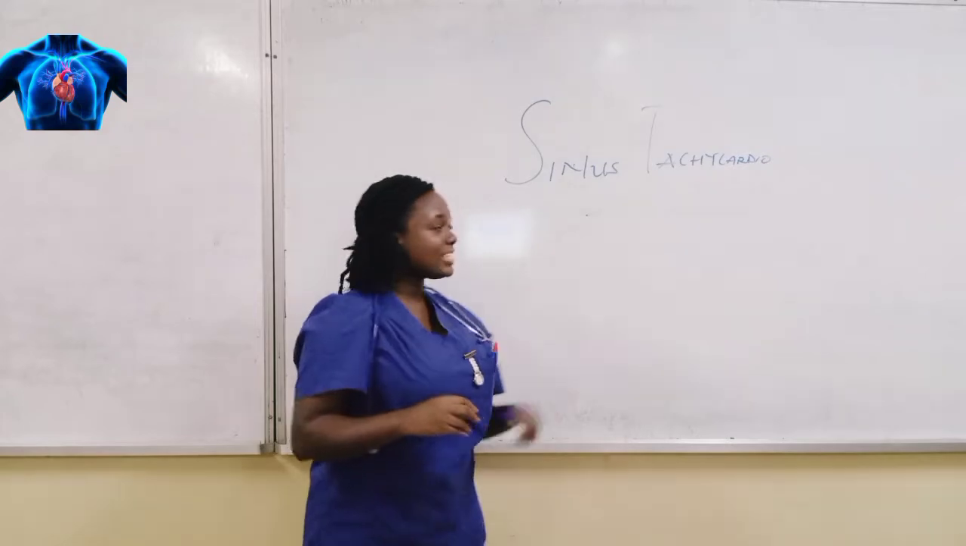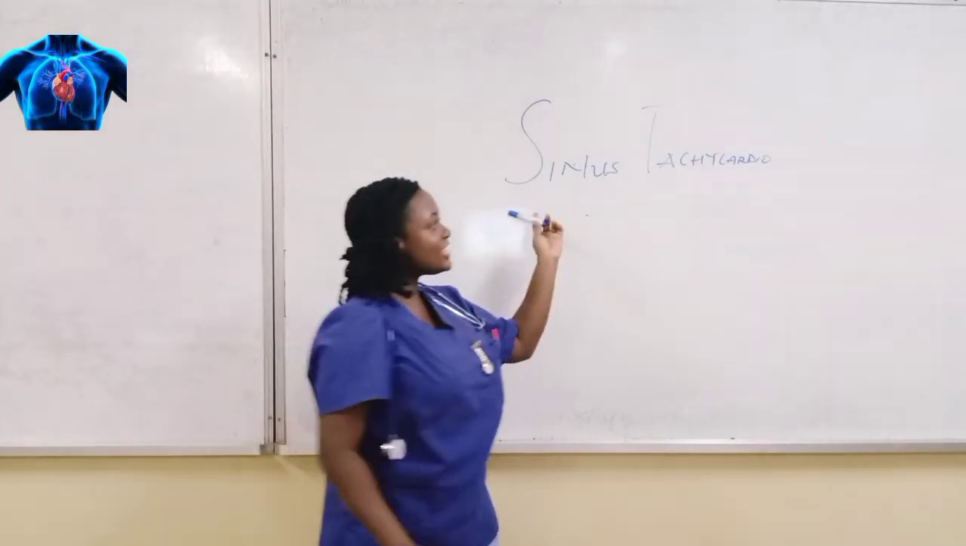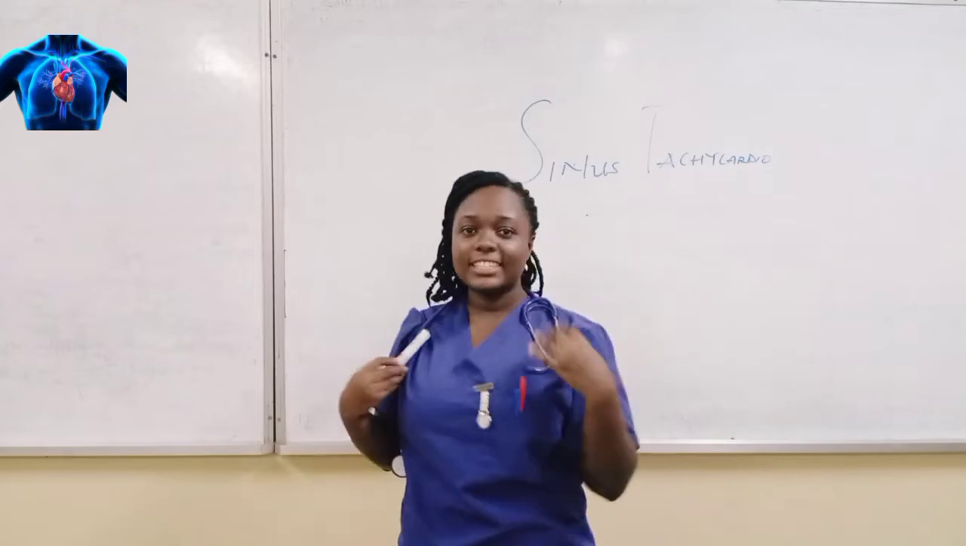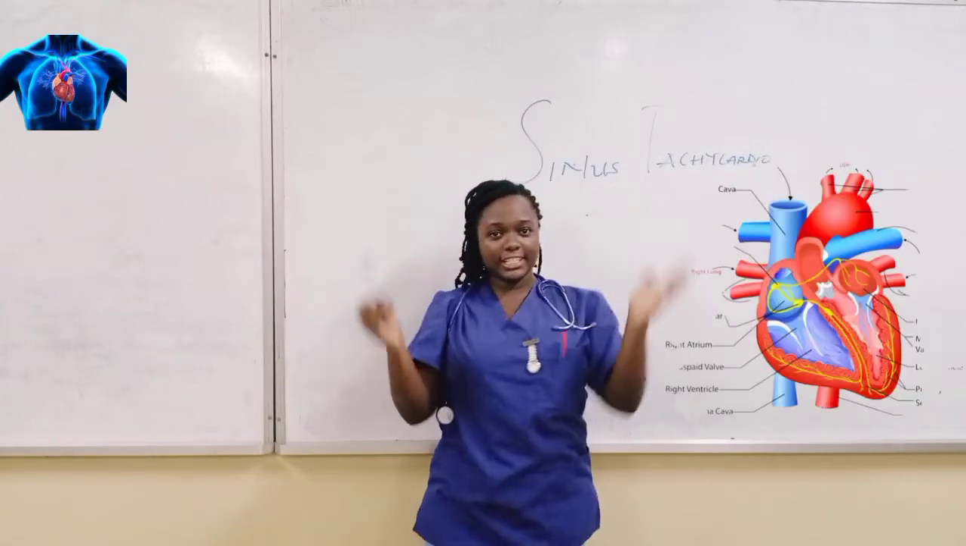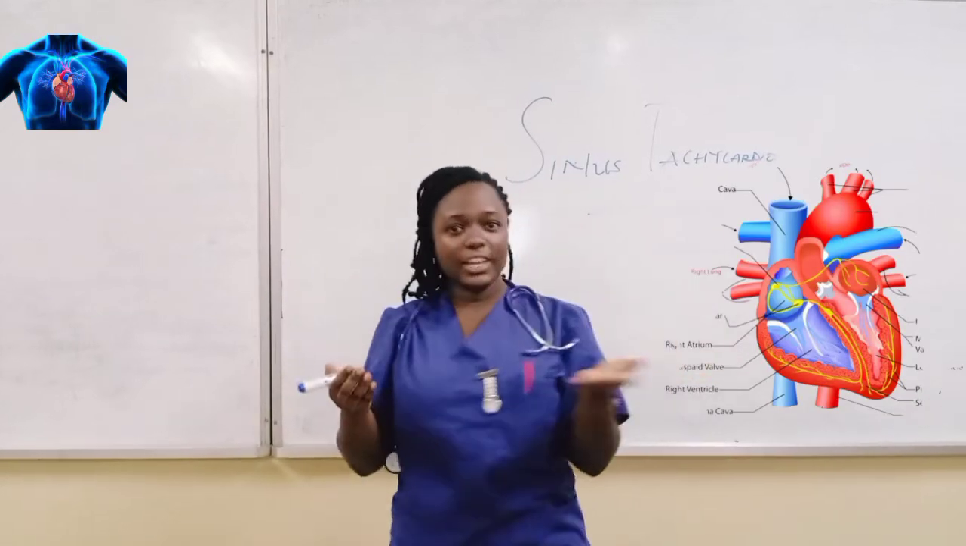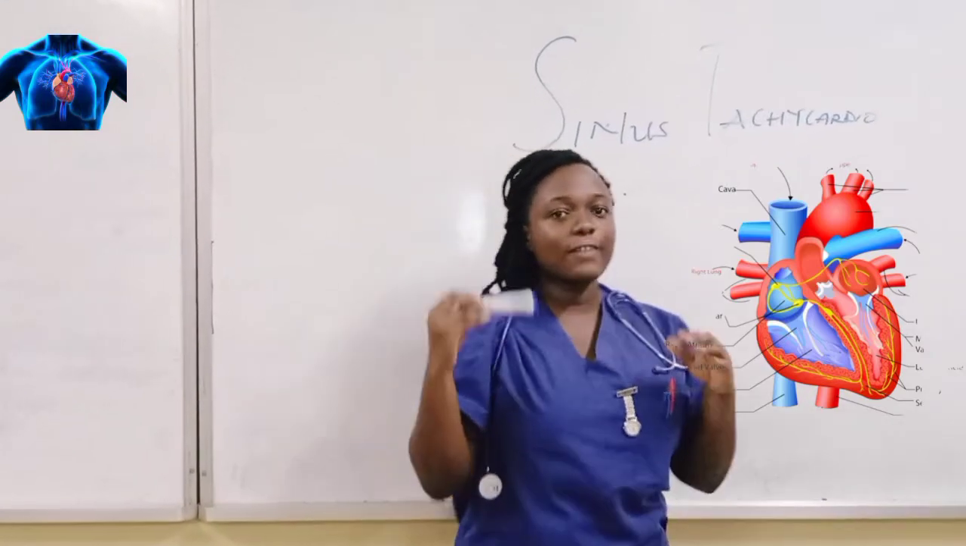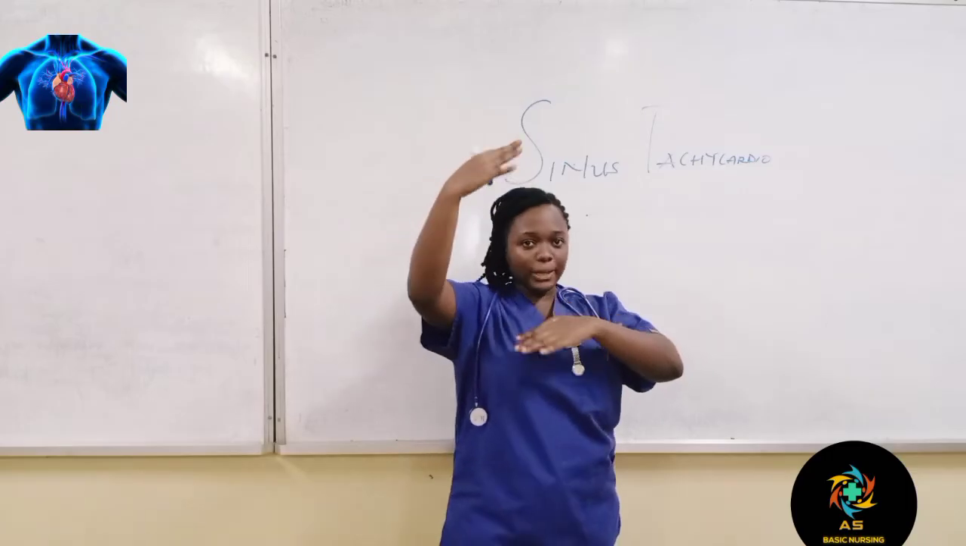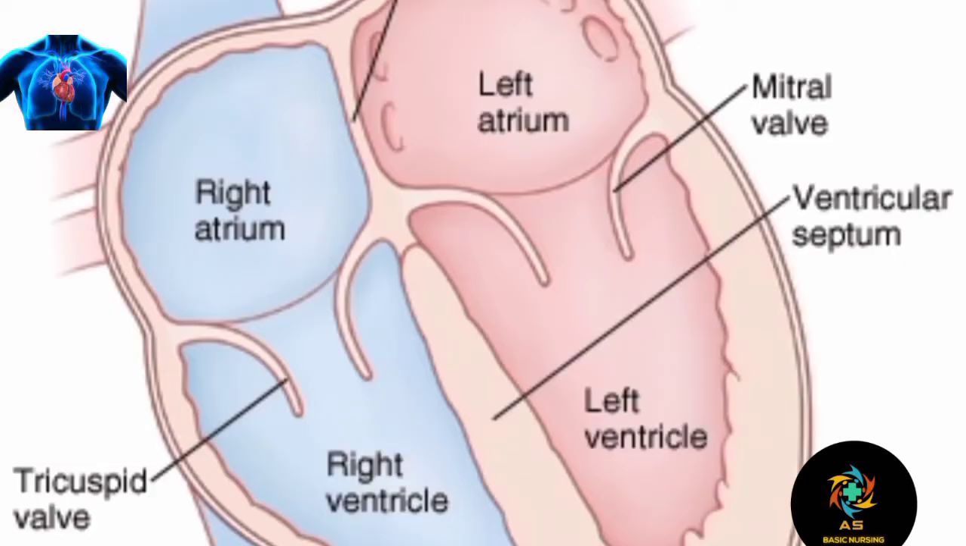Today we'll be looking at a heart condition called sinus tachycardia. Before we begin, let's just look at the anatomy of the heart, that is, the structure of the heart. The heart is a four-chambered muscular organ which is made up of the upper chambers, the left and right atria, and the lower chambers, the left and right ventricles.